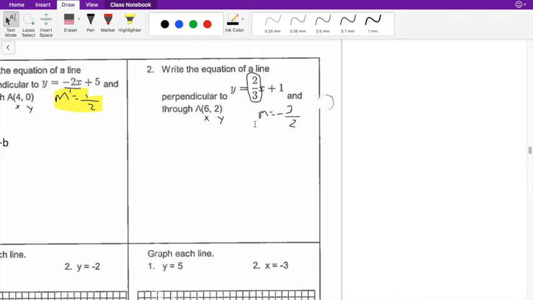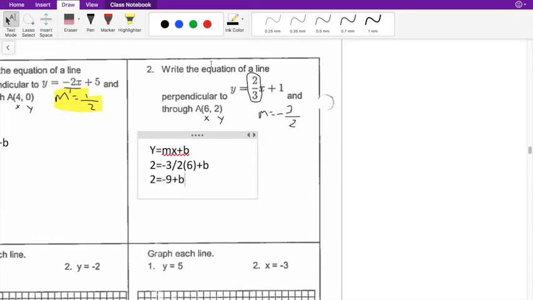y equals mx plus b. Now let's plug in everything we know again. So 2 equals negative 3 over 2 times 6 plus b. Sorry, I had it in the wrong order. So 2 equals, and that's going to be negative 9 if you plug it in your calculator, plus b.